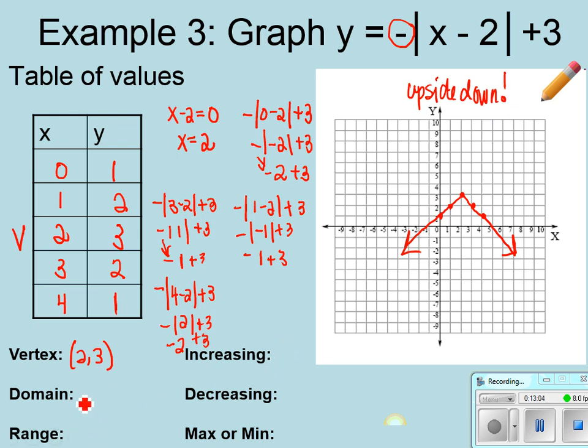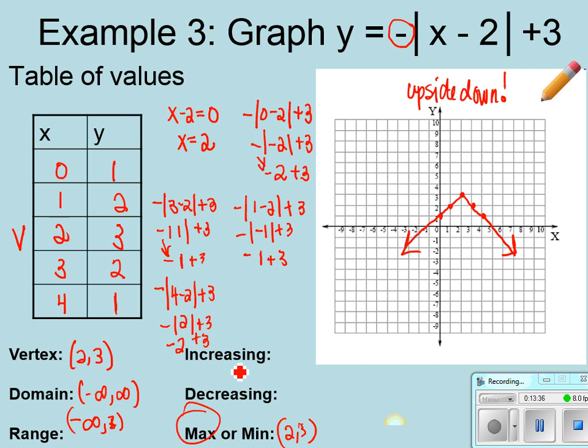The domain is still going to be negative infinity to infinity. The range now is, if I fold the top down, it goes to 3. But when I fold the bottom down, you encounter the arrow. So the range is negative infinity to 3. Okay. This time we have a maximum value. That maximum value happens at 2, 3.